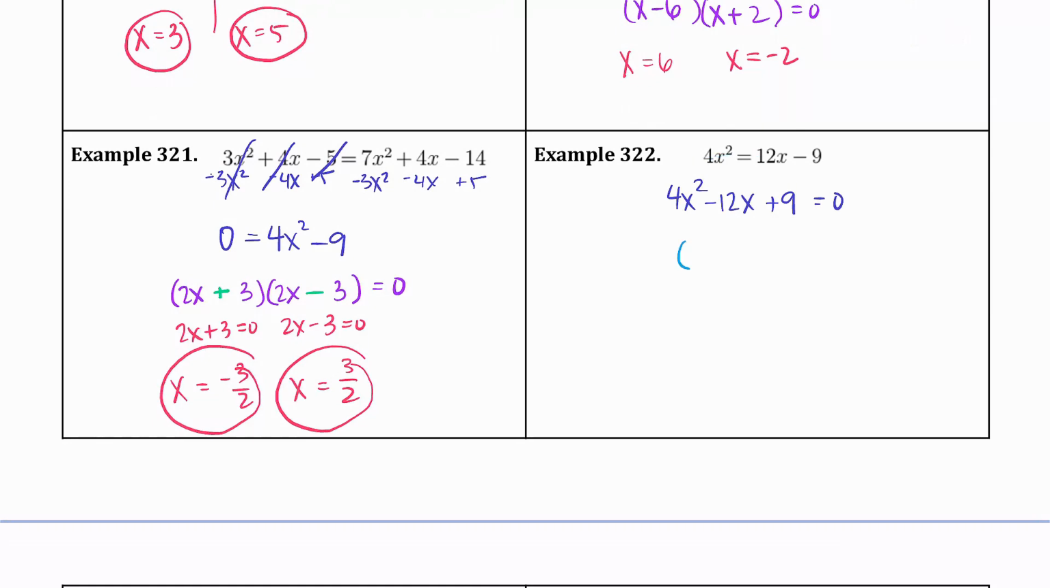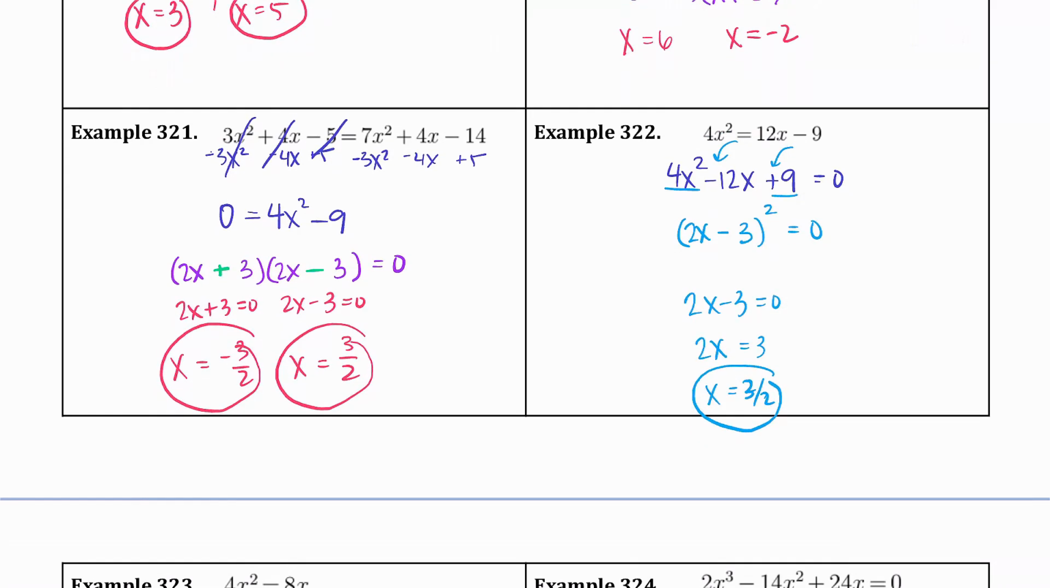Or if you do recognize it as a perfect square trinomial, the square root of this one is 2x. The square root of this one is 3. We've got to have a minus because a negative times a negative gives me a positive, and negative plus a negative gives me a negative. So really we have the same factor 2 times here. So I've got 2x minus 3 equals 0, or 2x equals 3, or x equals 3/2.